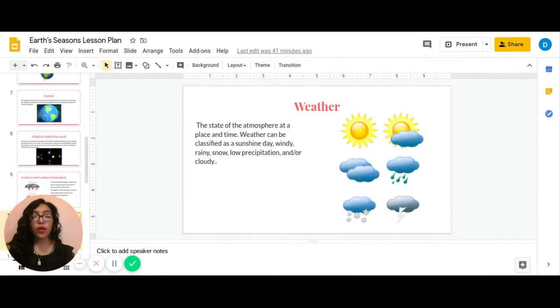Weather. Weather is the state of the atmosphere at a place and time. It can be classified as sunny, windy, rainy, a snow day, low precipitation, or a lot of precipitation, or even cloudy. Right here I have shown some images that can illustrate the types of weather that we can have. That also depends on what attire we're going to use or what plans we will make.